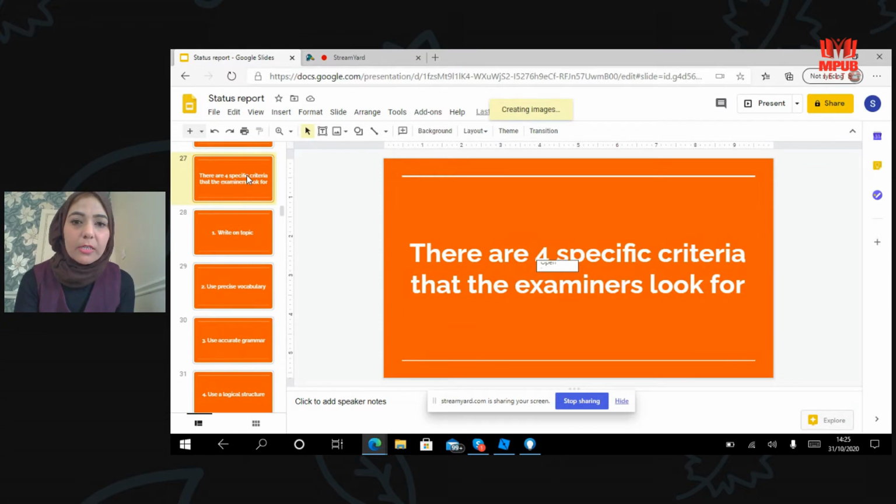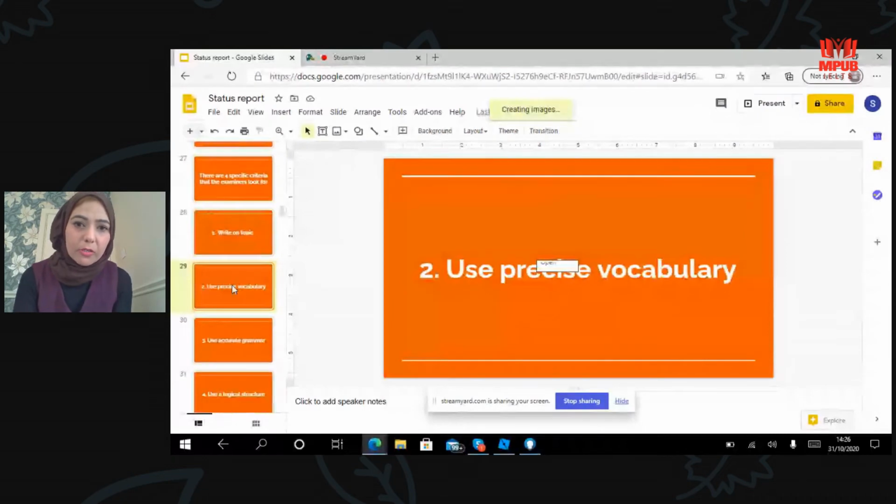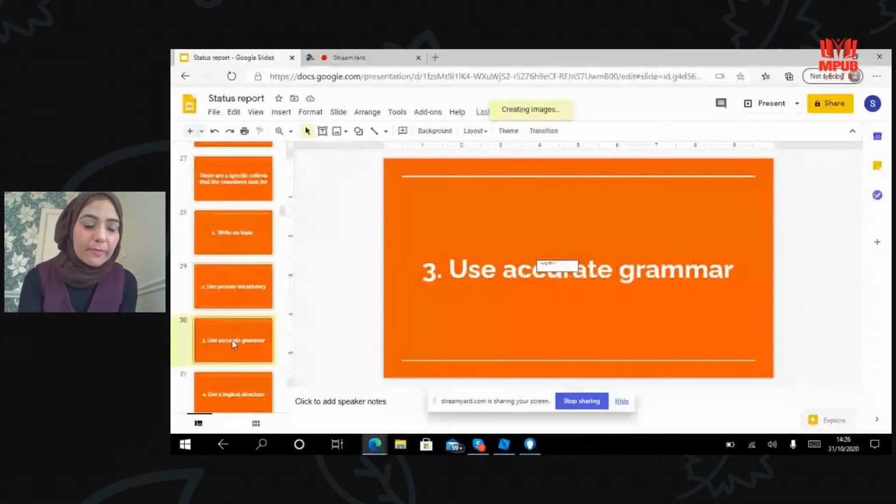Because there are 4 specific criteria that the examiners look for. Number 1, they want you to write on the topic. So they've set the topic, they've set the scenario, they want you to write on that. So what you don't want to do is lose focus and start writing about a different topic. The second thing they want you to do is use precise vocabulary. So you need to know the words that you have chosen are correct. So you don't want to make a mistake with your vocabulary.